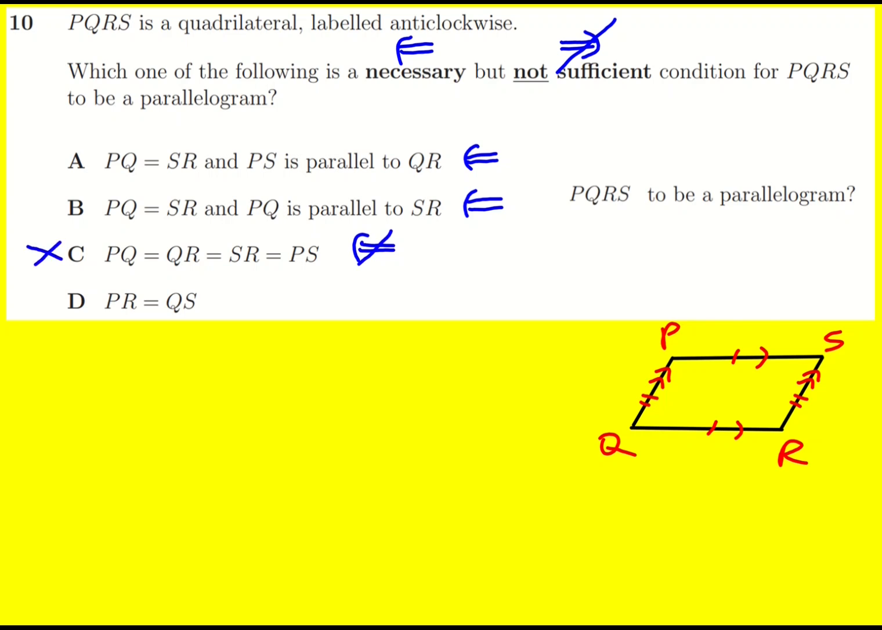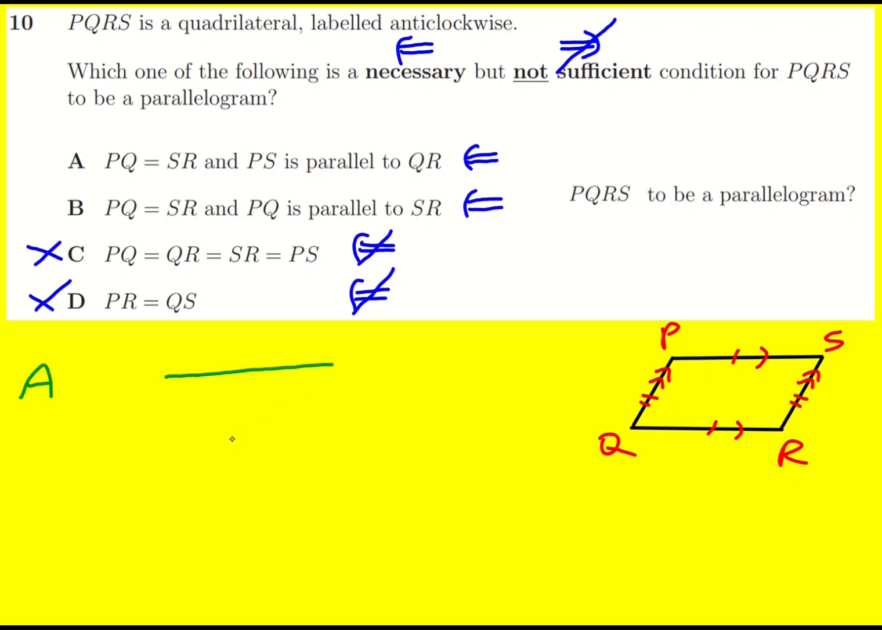We could still look into the left, go into the right if we wanted. And does it follow that PR is equal to QS? No, it doesn't, because this diagonal will be longer than this diagonal. So immediately I can see it's between A and B. Now let's work our way through left to right. If I have A, then I just need PQ to equal SR and PS to be parallel to QR.